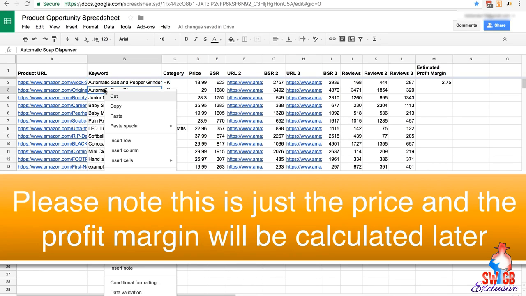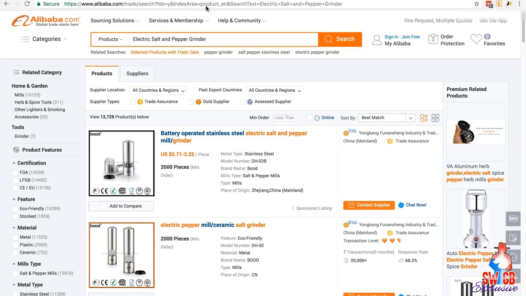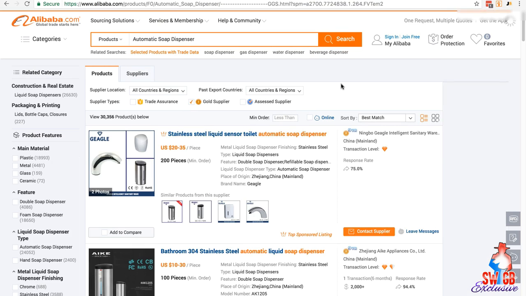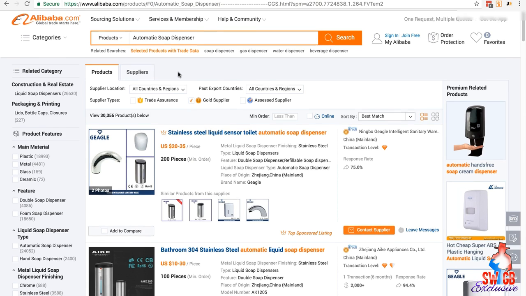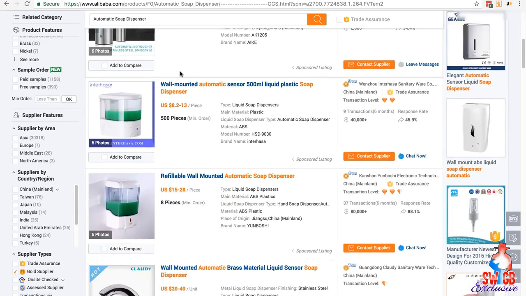So we'll take a quick look at the next one. Automatic soap dispenser. You just put it into the search and click search. I'm going to check the Gold Supplier box again. And then we're looking again for products that are similar to ours. Now this is actually quite a broad keyword, so I imagine we're going to see a lot of different types, but it's just a case of scrolling down.